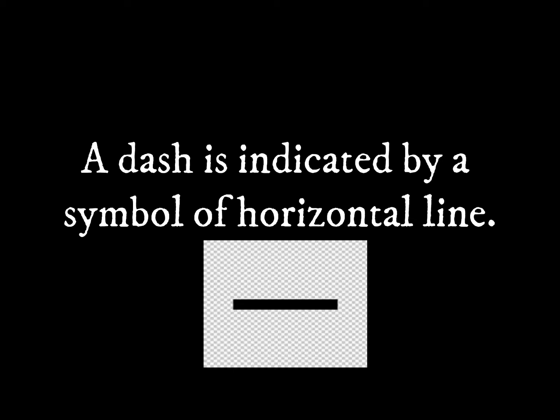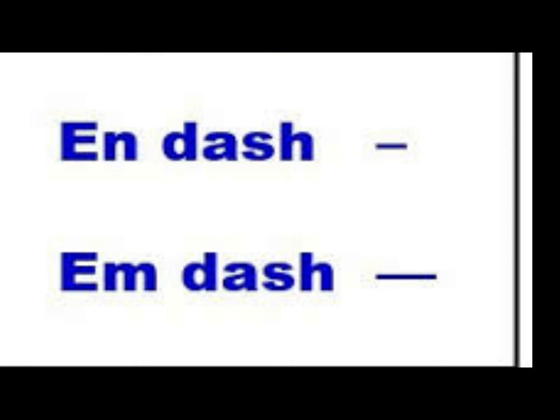But it's longer than the hyphen. Or we can say its length is double that of the hyphen. It's used to separate words into statements. There are two common types of dashes, N dash and M dash. Although these are two types of dashes, their length is also different. N dash is twice as long as a hyphen and M dash is longer than the N dash. So hyphen is the shortest, then N dash, and after that M dash is the longest one.